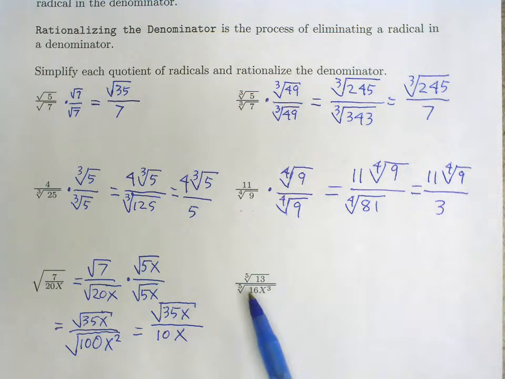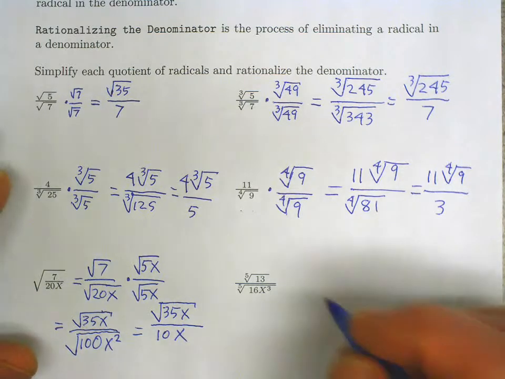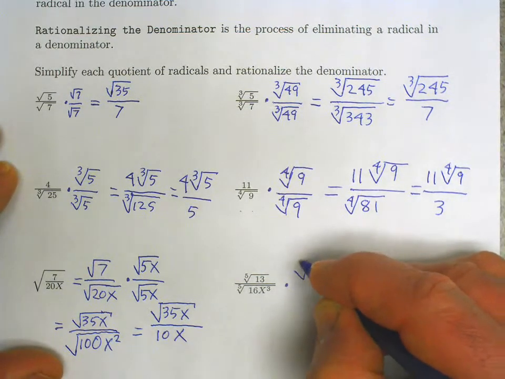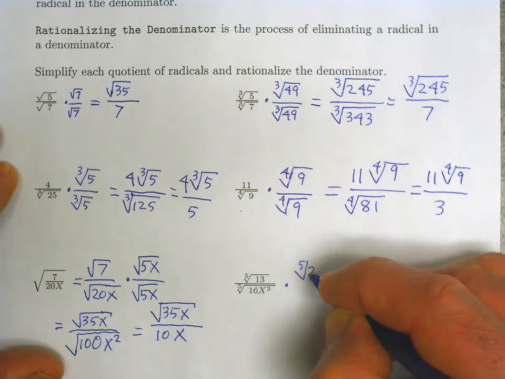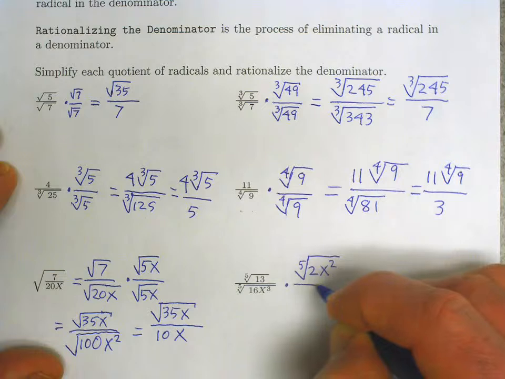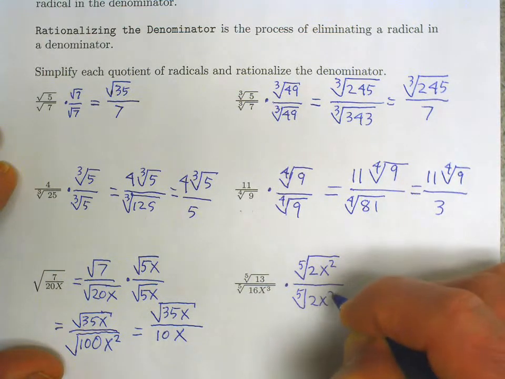Let me back up. 2 to the fourth times 2 is 2 to the fifth, which is a perfect fifth power. And if you multiply x to the third times x to the second, you get x to the fifth, which is a perfect fifth power. So the form that 1 takes this time is the fifth root of 2 times x to the second divided by the fifth root of 2 times x to the second.